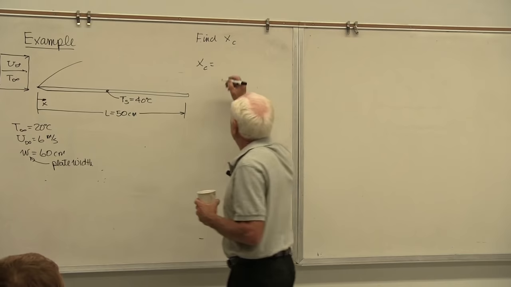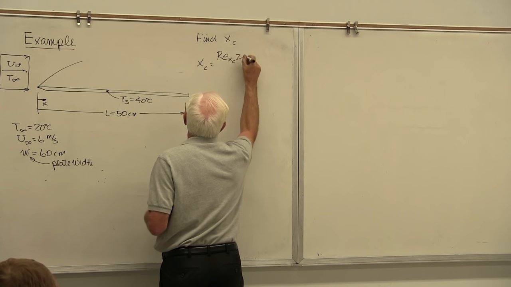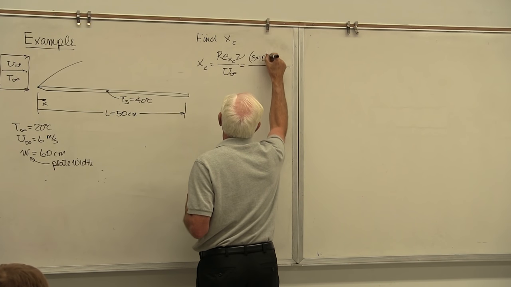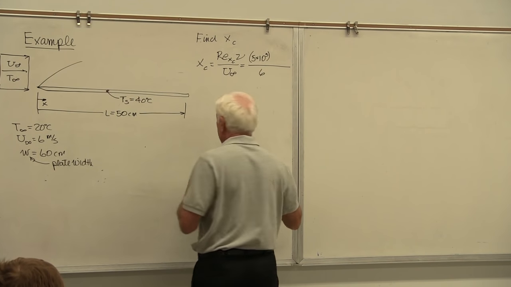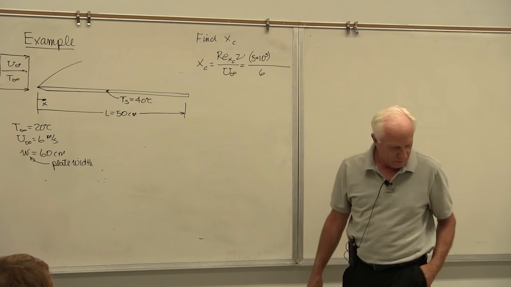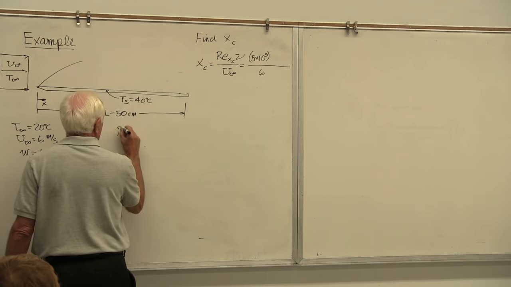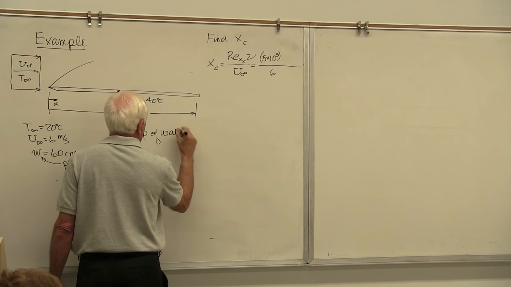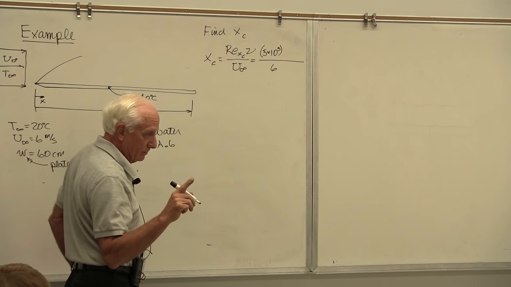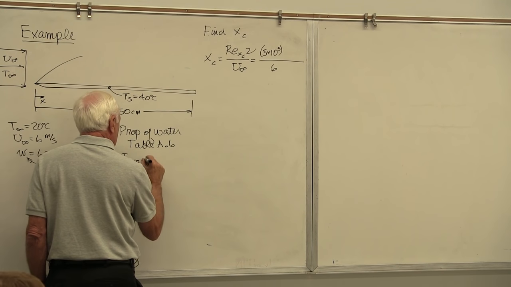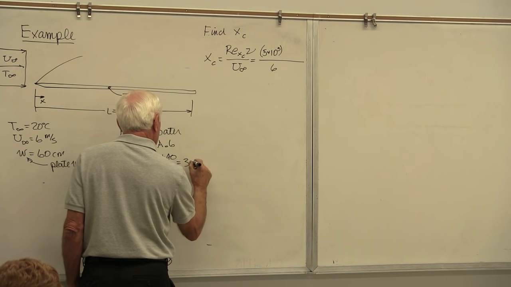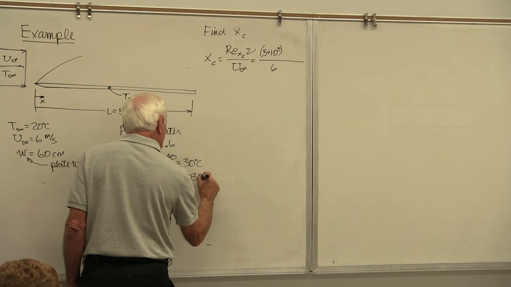The critical Reynolds number is u infinity x sub c over nu. I know the Reynolds number is 5 × 10^5, that's the critical Reynolds number. U infinity is 6 meters per second. I've got to find nu. So I go to the back of the book, Table A6, properties of water. I need a temperature: the average temperature is 20 plus 40 divided by 2, 30 degrees C, which is 303 K. So I go to the back of the book, 303 K.